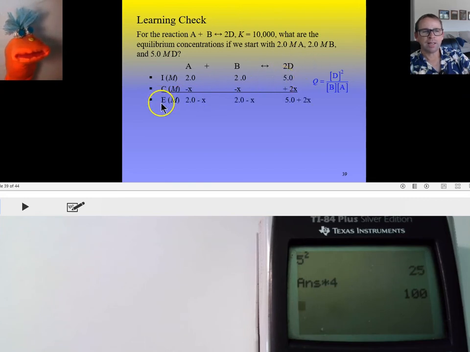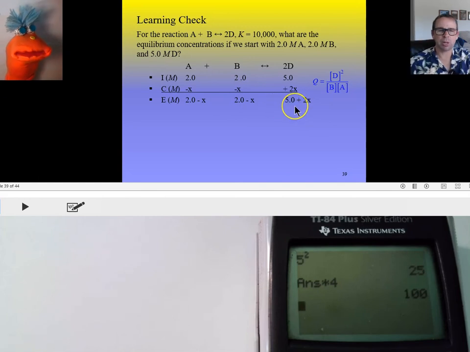And then we identify the equilibrium: ICE, initial, change, and then the equilibrium concentration. This is the initial concentration, changing concentration, equilibrium concentration. And the equilibrium concentration is just the sum. 2 minus X is going to be the equilibrium concentration of A. 2 minus X is going to be the equilibrium concentration for B. 5 plus 2X is going to be the equilibrium concentration for D.